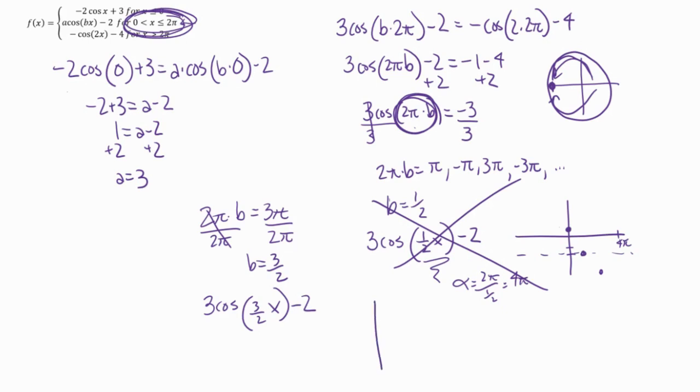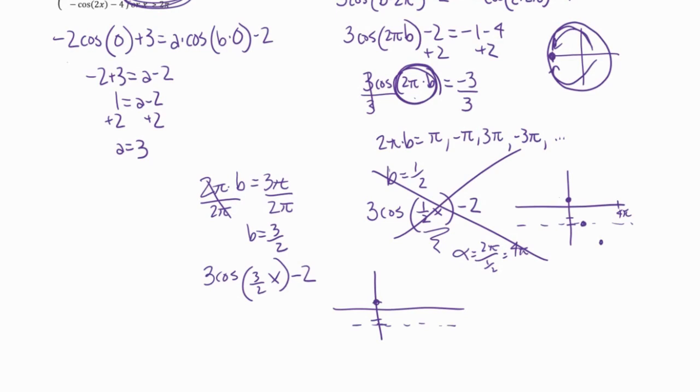So this graph would still have a midline of -2. It would still be up 3 and down 3. But what would the period be? Would there be a peak from 0 to 2 pi? So the period would be 2 pi divided by 3/2, which is 2 pi times 2/3, which is 4 pi over 3. So this is going to finish 4 pi over 3. It's going to finish one full rotation.